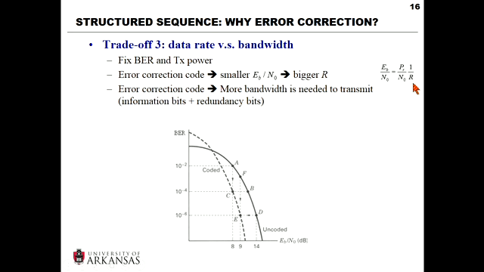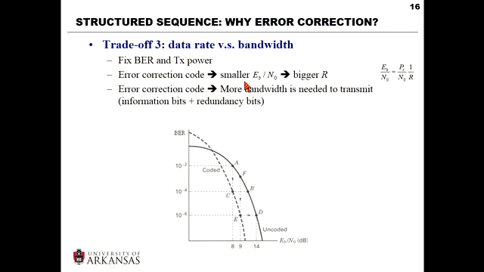So in this case, we have a larger data rate. And again, with an error correction code, we still need more bandwidth to transmit the information. So it's a trade-off between data rate and bandwidth.